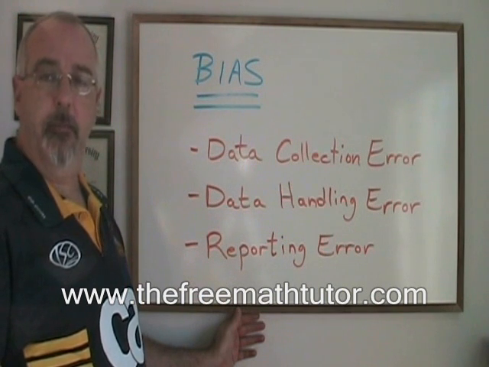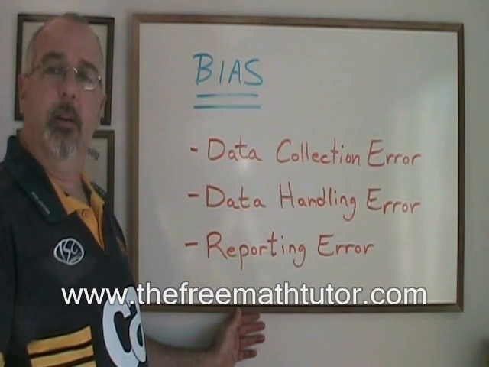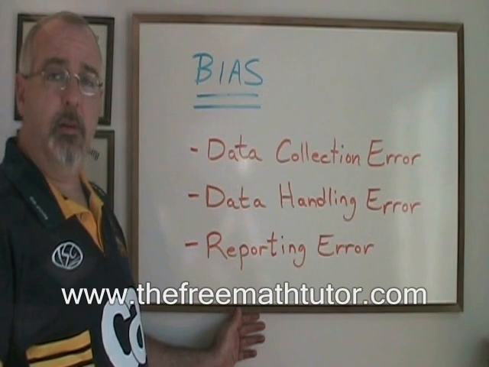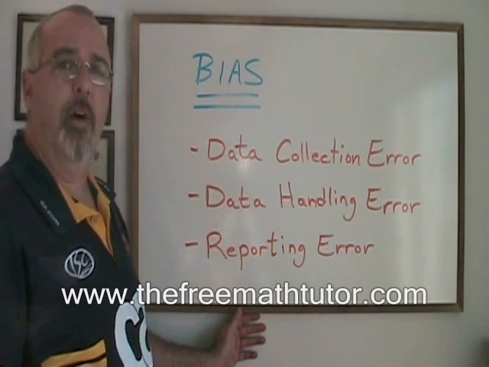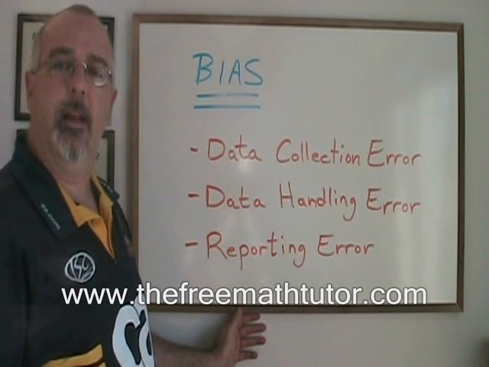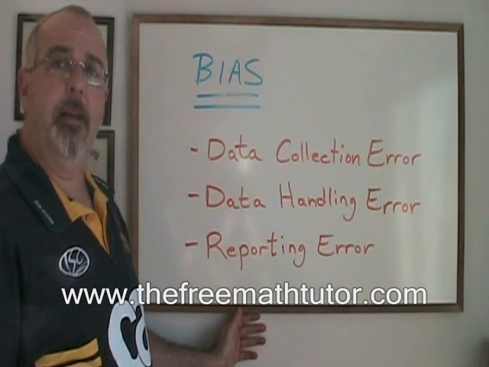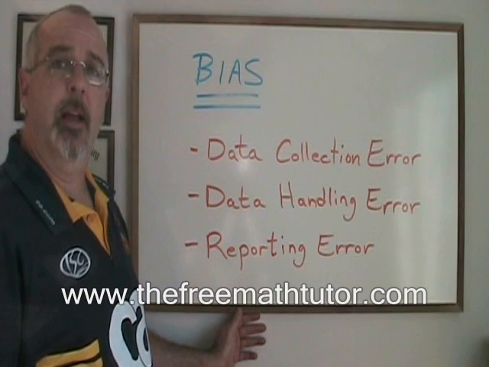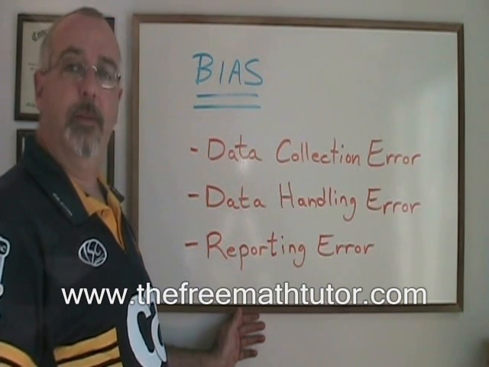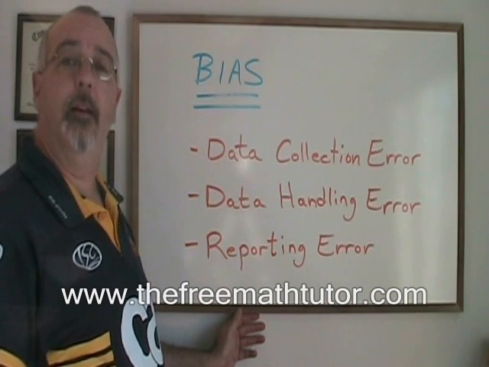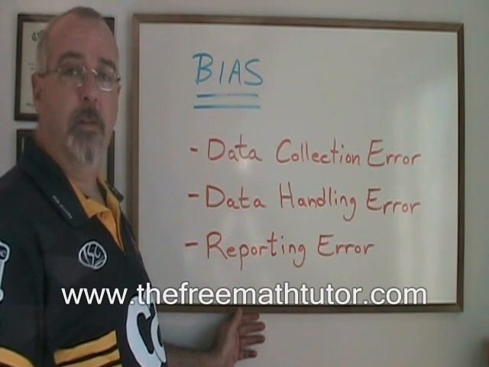Bias has several different meanings, but in the context of our basic statistics course, the meaning of bias is something that has gone wrong while conducting a sample survey. Something has happened that is going to make the results meaningless or less meaningful.